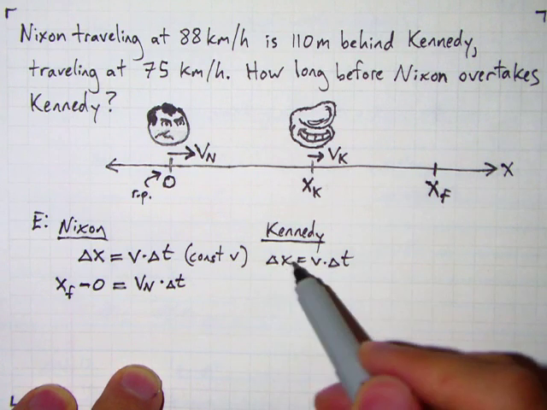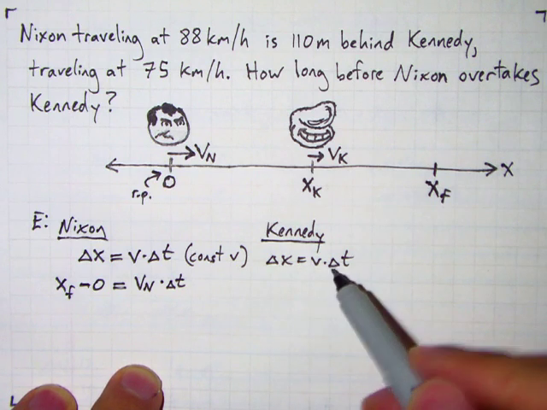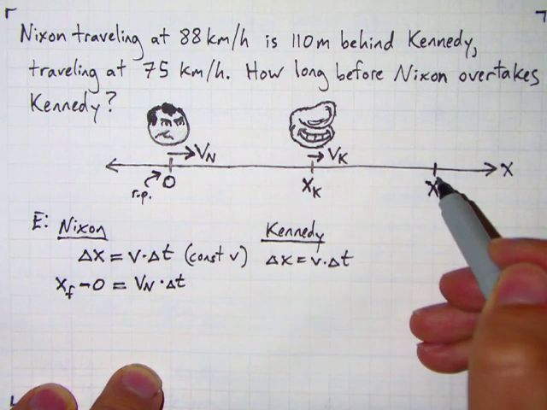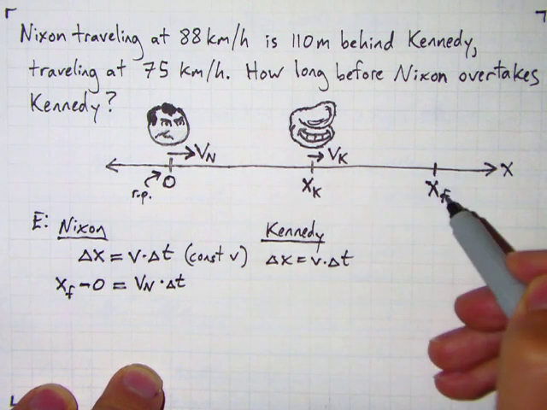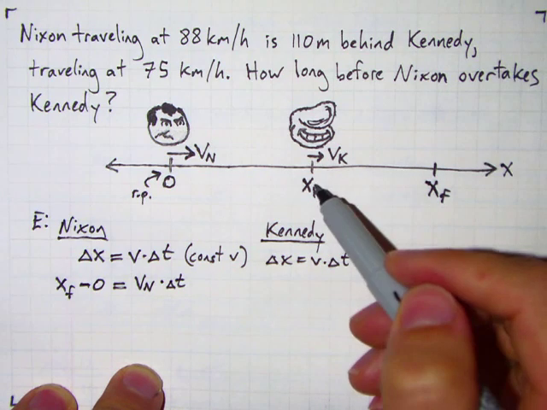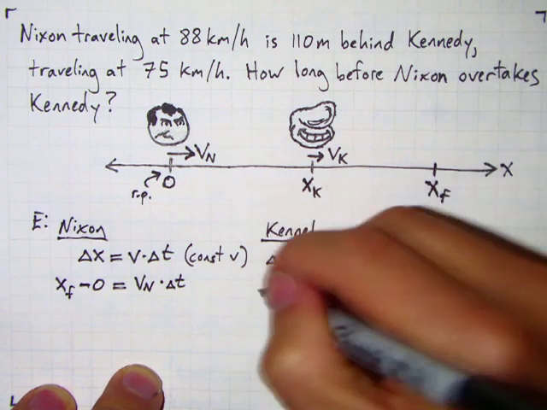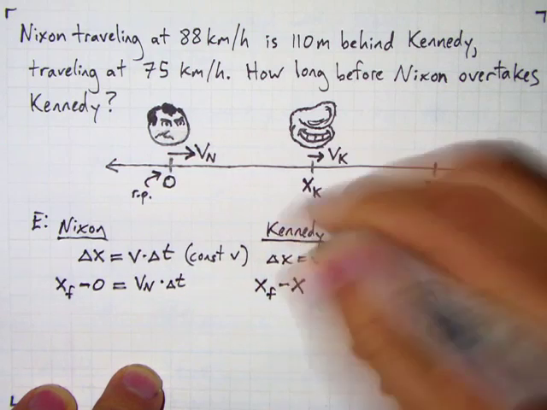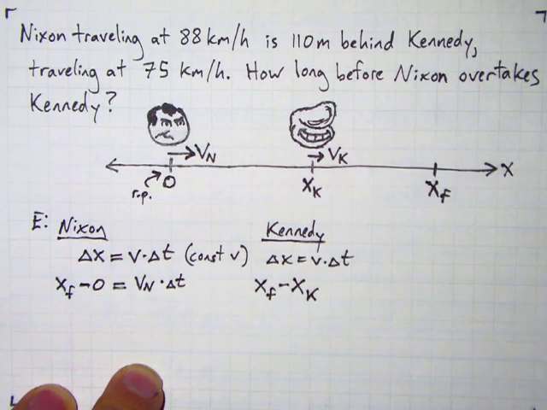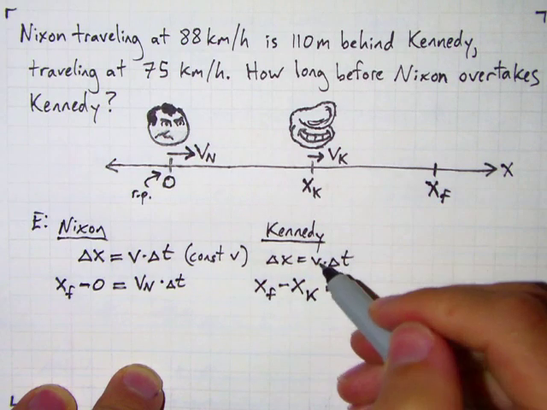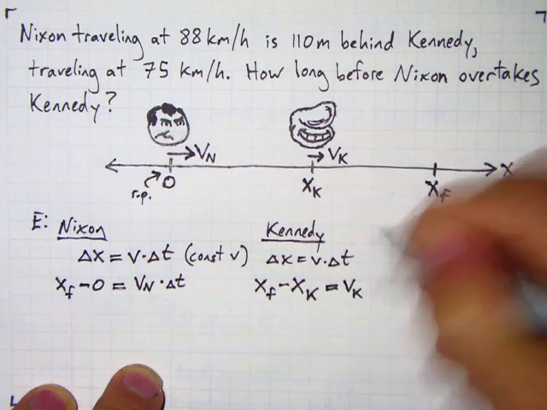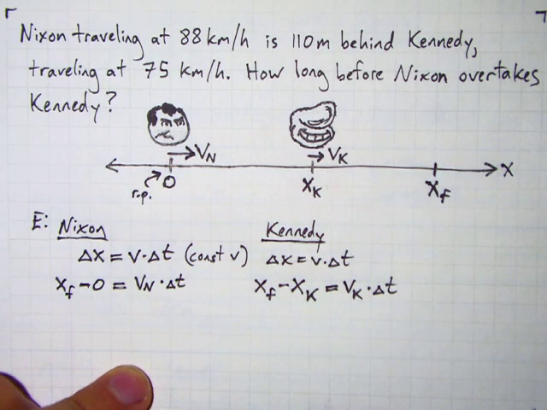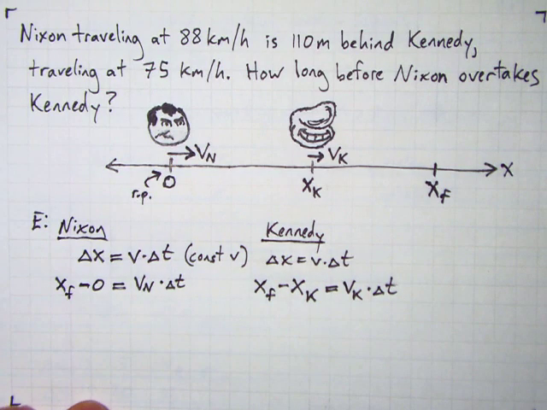All right, now let's replace these generic variables with the variables that are specific to our problem. Kennedy's delta x, well, his final position will be here where they meet, x_f, and his initial position is here where we started. We'd call that x_K. So Kennedy's equation says his final position where they meet minus his initial position where he started ahead of Nixon equals his velocity, velocity of Kennedy, we're going to call it, times delta t. Notice no numbers here. We're saving the numbers for later.